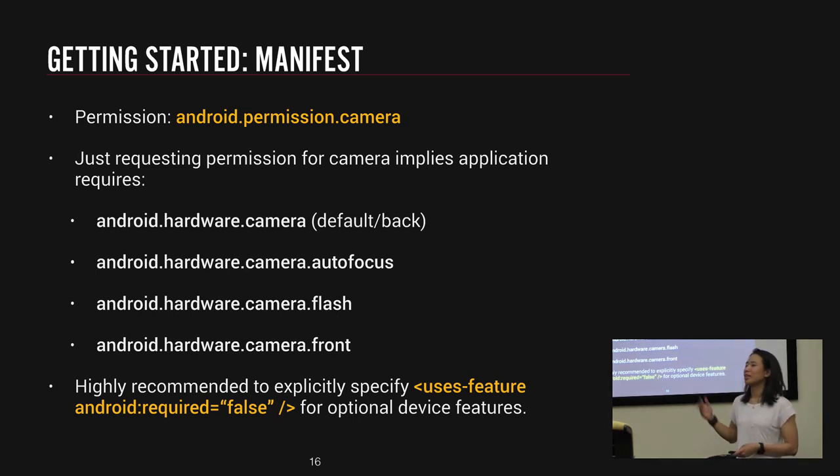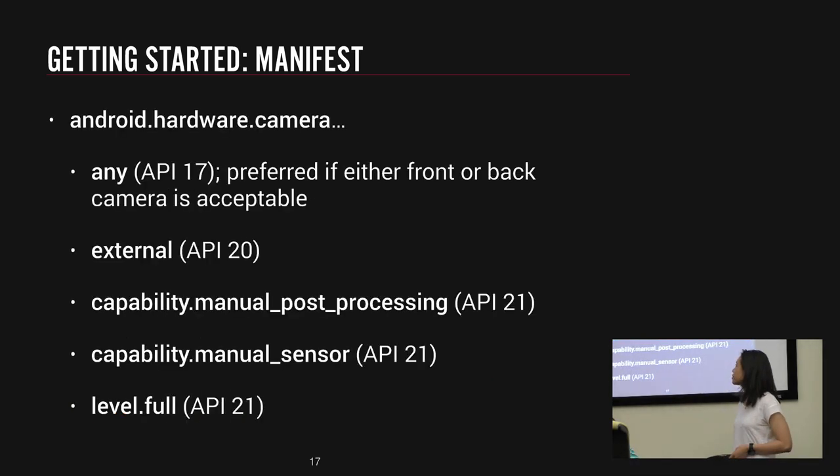So if you have done any Camera 1 work, you know the documentation tends to yell at you and say, look, you really need to use these features, okay? Like, we're going to expect these things. If you don't tell us you don't need them, then you need to spell it out with the uses-feature entries. So just something to be aware of.